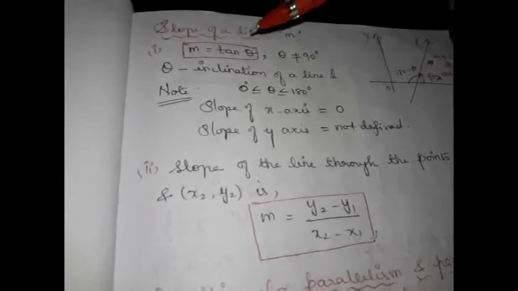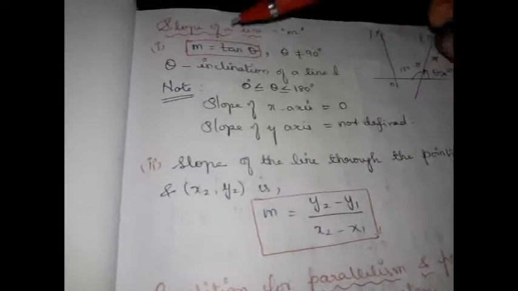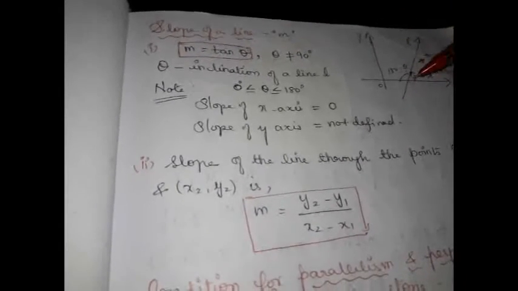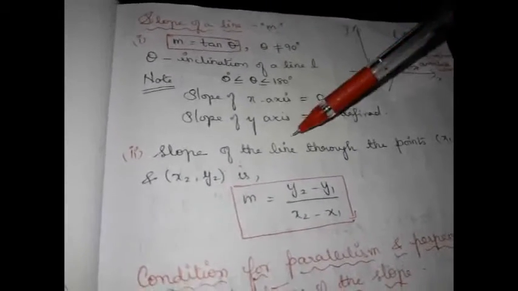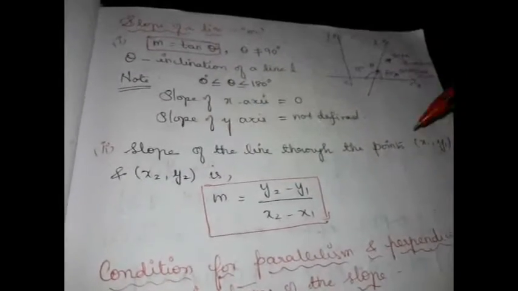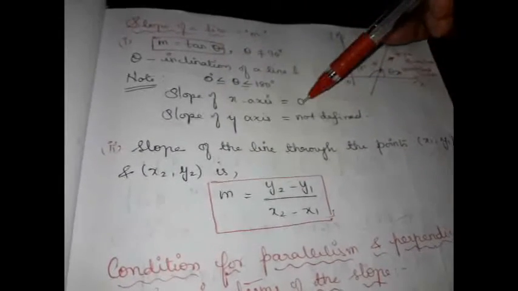And we have learnt about the slope of a line. What is the slope of a line? A slope of a line can be found in two ways. One is if the inclination of the line is known, then slope is tan theta. If 2 points on the line are known, then the slope is y2 minus y1 divided by x2 minus x1, if x1 y1 and x2 y2 are 2 points on the line, right? And slope of x-axis is 0, slope of y-axis is not defined.